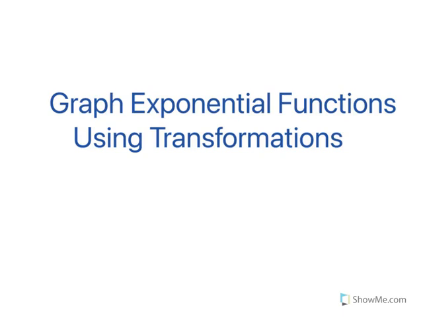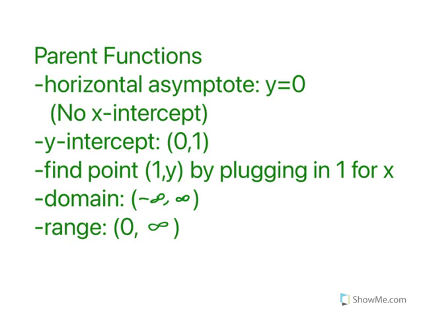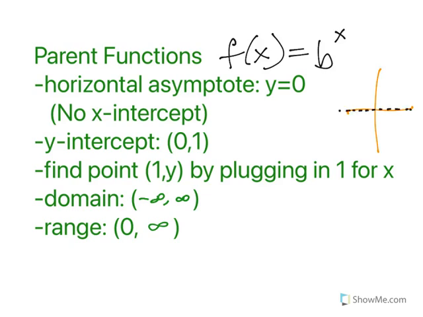Let's graph exponential functions using transformations. So the parent function of an exponential, f of x equals b to the x, where b is any number and x is our exponent. Now, if this is the case, we have a horizontal asymptote of y equals 0. So if this is my coordinate plane, then there is a horizontal asymptote, meaning our graph is never going to touch the x-axis, so we have no x-intercept.